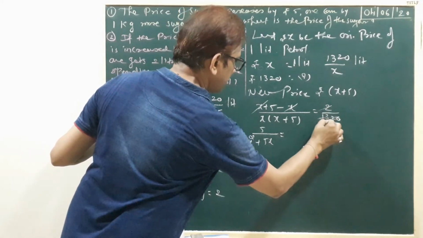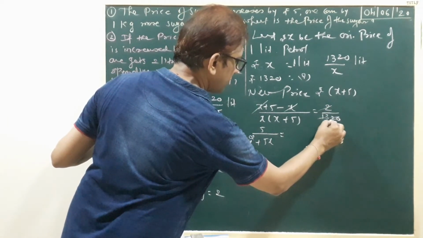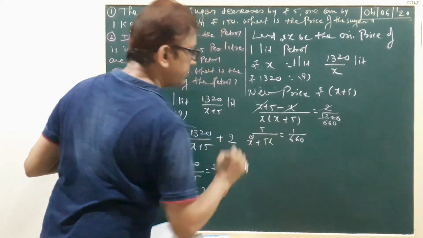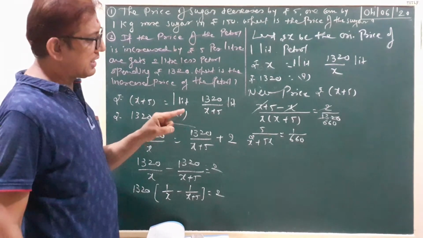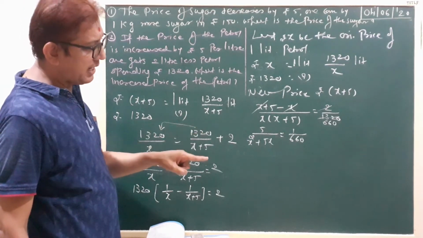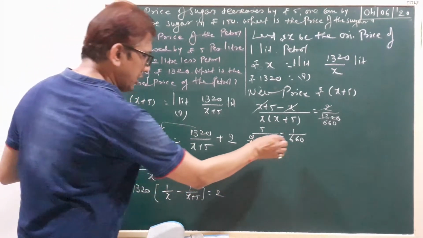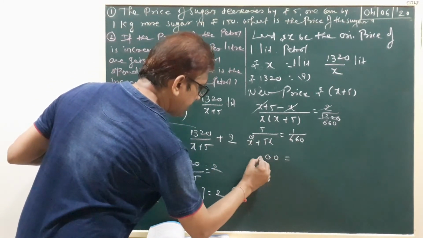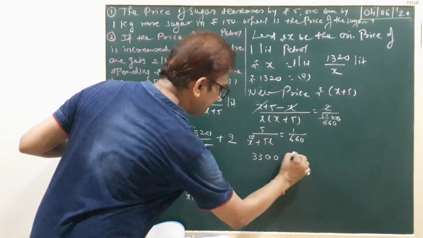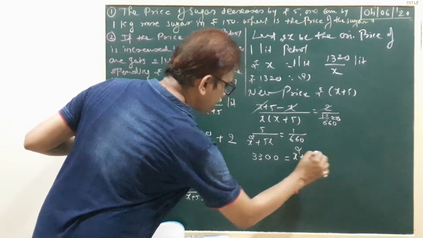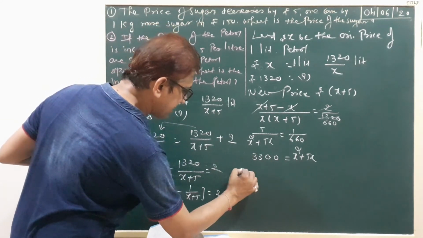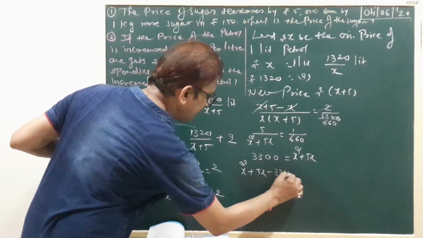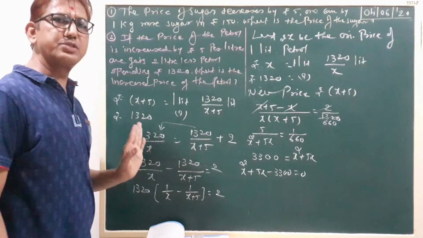Cut here. 2 6s are 12, 1 2, again 2 6s are 12 and 0. So 1 upon 660. 2 6s are 12, 1 carry on. Now cross multiplication: 5 times 660 is 3300, and here x square plus 5x. Okay, now 3300 is on the right side. So our quadratic equation is x square plus 5x minus 3300 equal to 0.